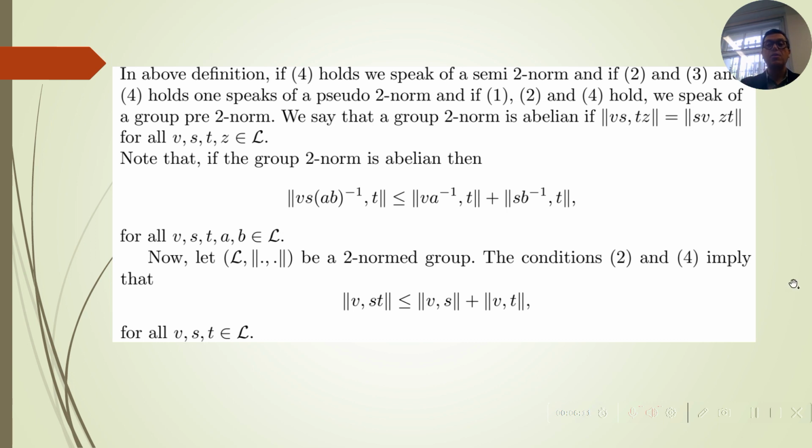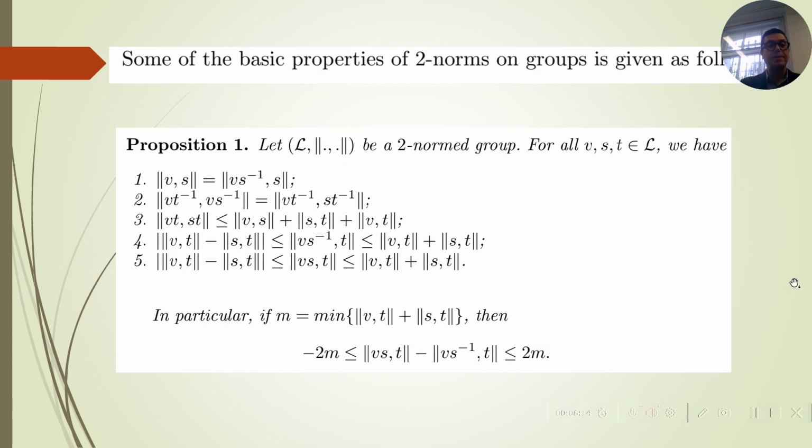There are some results, let me skip it, and one proposition that says if L is a two-norm group and we have all these conditions, then M equals the minimum of this set. I know this work is a little abstract, but all of them have application in the proof of all following theorems.